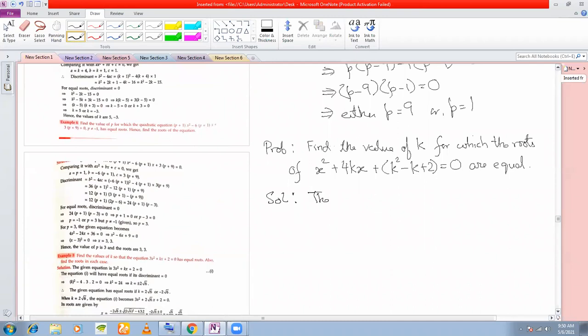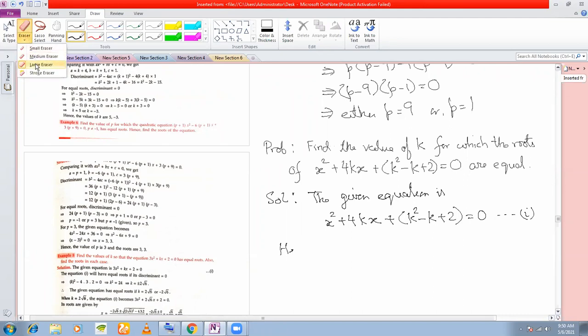So we write the equation first. The given equation is x square plus 4kx plus k square minus k plus 2 equal to 0. Let's call this equation number 1. Okay, and let us proceed to find out the discriminant of this. In order to do that, let us find the coefficients. What the coefficients are?